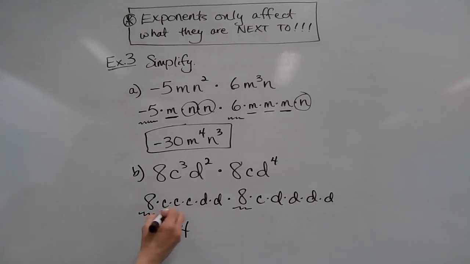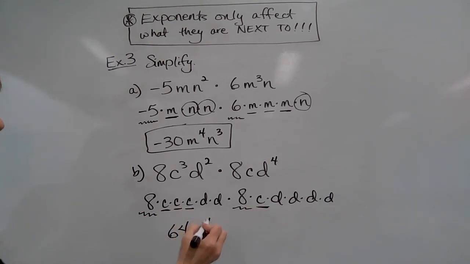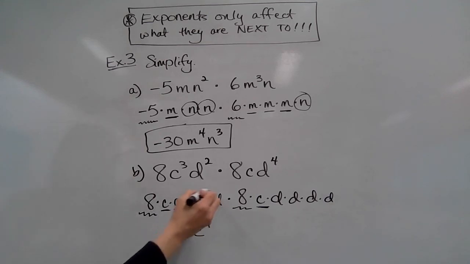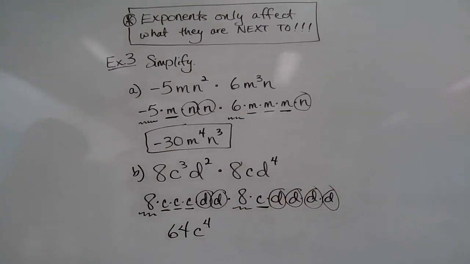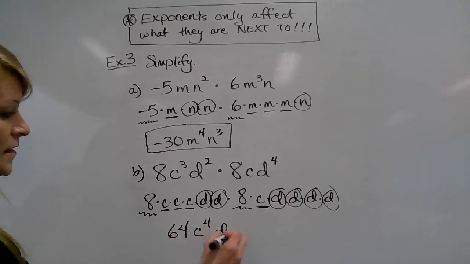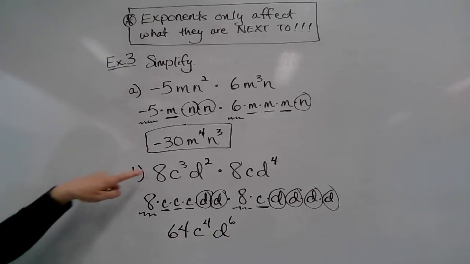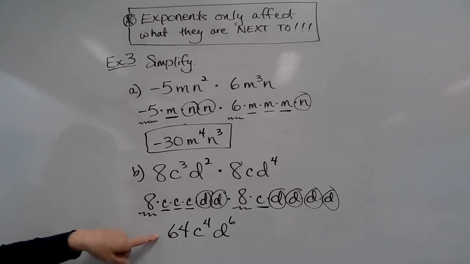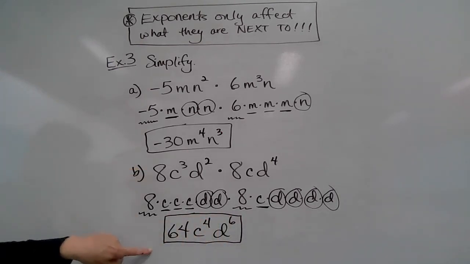All right, so now we've got our c's. There are 3 of them and one more here. That's c to the 4th power. And our d's, 1, 2, 3, 4, 5, 6 of them all being multiplied together. That is d to the 6th power. So when we're all done, this simplifies down to 64 c to the 4th, d to the 6th. Taking a look at the exponents from the original to the end, you might be noticing a pattern, and that is definitely something we're going to be talking about more next.